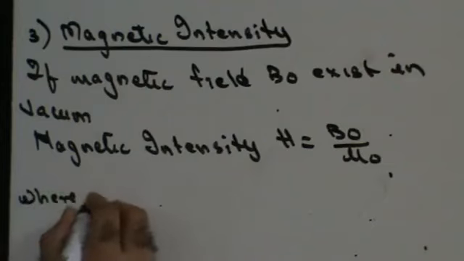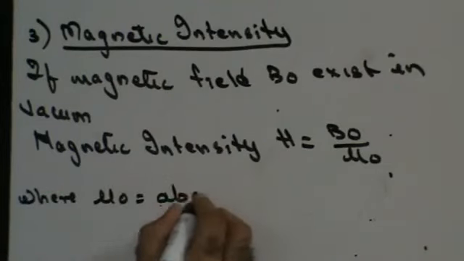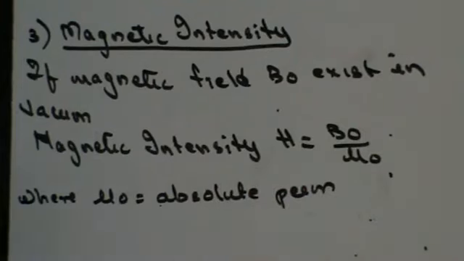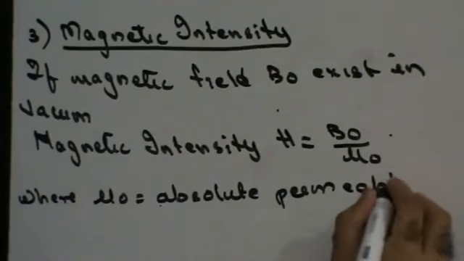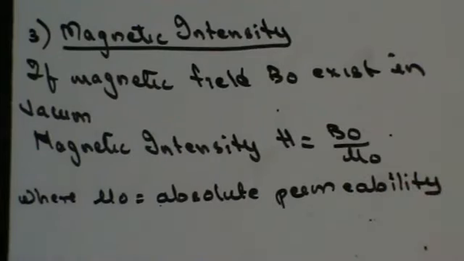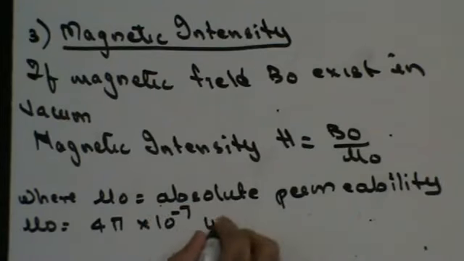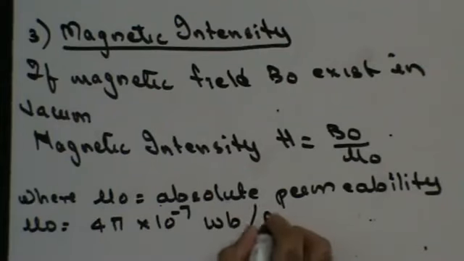Where mu 0 is absolute permeability. Fine. The value of mu 0 is 4 pi into 10 raised to minus 7 Tesla meter per ampere, or it is also Webers per ampere meter. Right? So that is magnetic intensity. It is the magnetic field in vacuum divided by the permeability. Right?